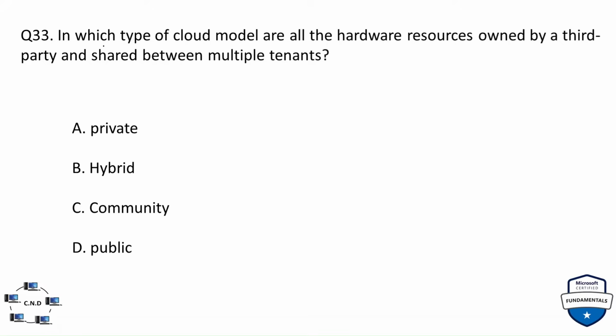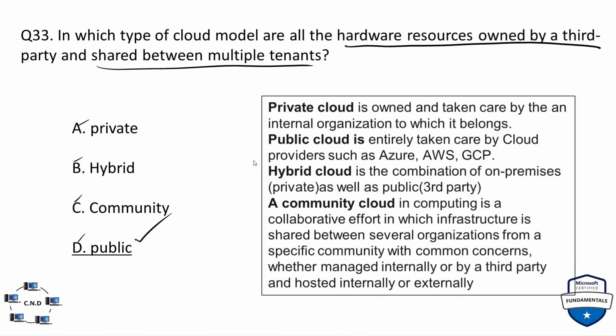Question number 33 is: in which type of cloud model are all hardware resources owned by a third party and shared between multiple tenants? And the options are A, private, option B, hybrid, option C, community, and option D, public. And the correct option is the public cloud.